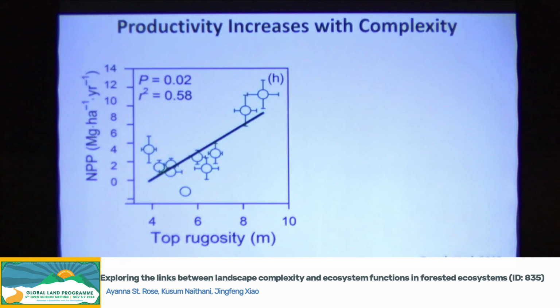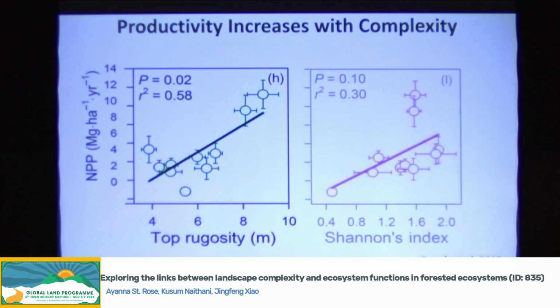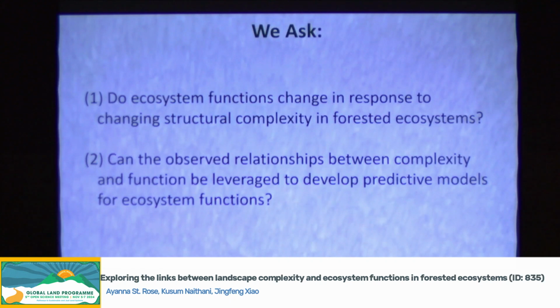So scientists like Go et al. have shown that productivity increases with top rugosity and also with plant Shannon diversity. But we have seen fewer studies considering terrain or different species. So to address this gap in the literature, we are asking two questions. One, do ecosystem functions change in response to changes in complexity? And two, can the observed relationships between complexity and function be leveraged to develop predictive models for ecosystem functions?